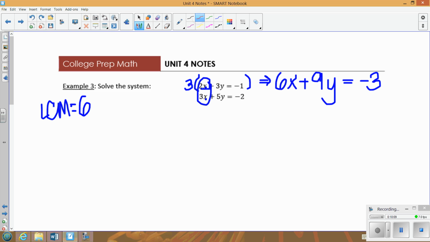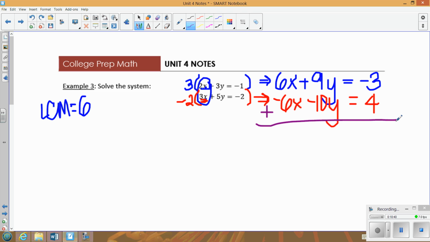And then at the bottom, you need this 3 to become a negative 6x so that it cancels with the positive 6x on top, which means I need to multiply by negative 2 in order to create that negative 6. So you're going to go ahead and distribute the negative. So I have negative 2 times 3 is going to give me negative 6x minus 10y equals 4. Make sure you're paying attention to the negative signs when you're doing this.